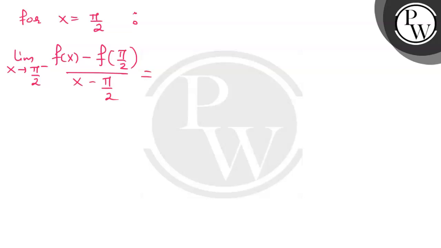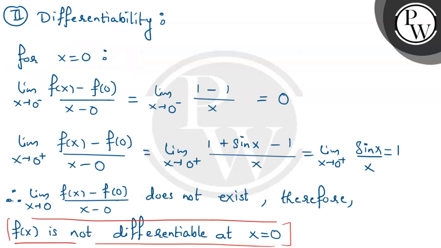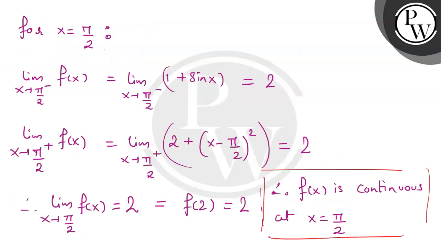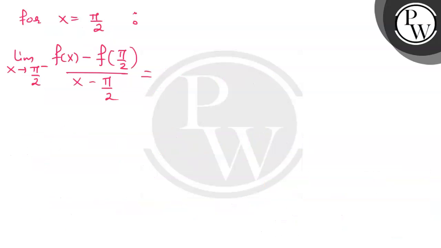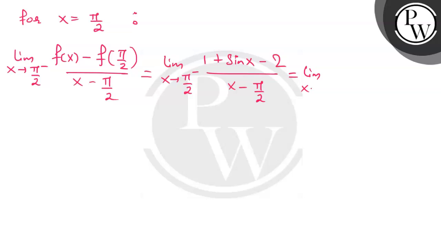So यहाँ क्या आ जाएगा, pi by 2 के left में the definition is 1 plus sin x, and at pi by 2 the value of the function is 2, and so therefore substitute कर लेंगे, आ जाएगा limit as x goes to pi by 2 minus of 1 plus sin x minus 2 divided by x minus pi by 2. अब इसे सिंप्लीफाई कर लेंगे, this limit is limit as x goes to pi by 2 minus of sin x minus 1 divided by x minus pi by 2.